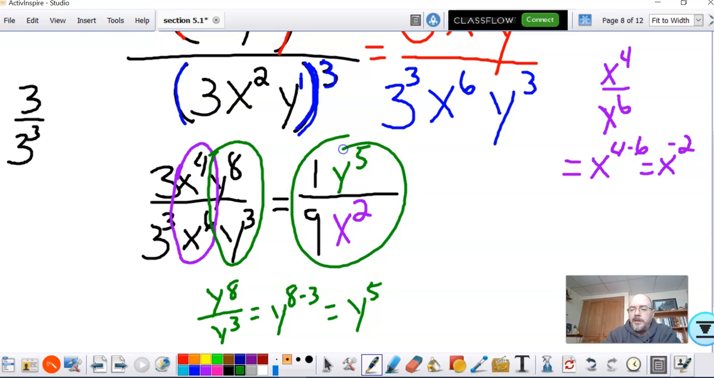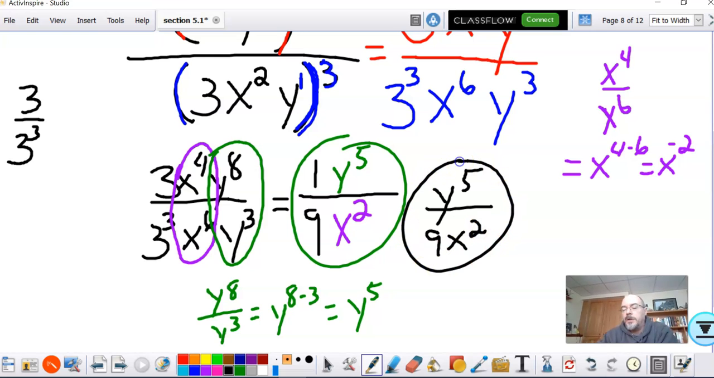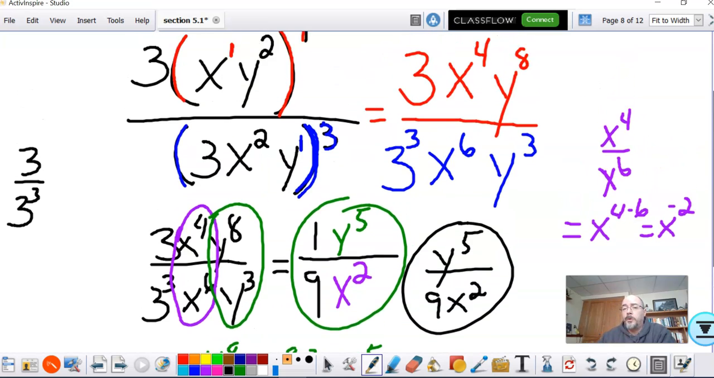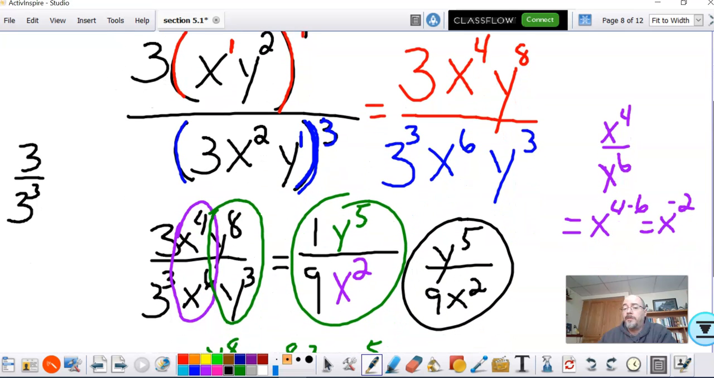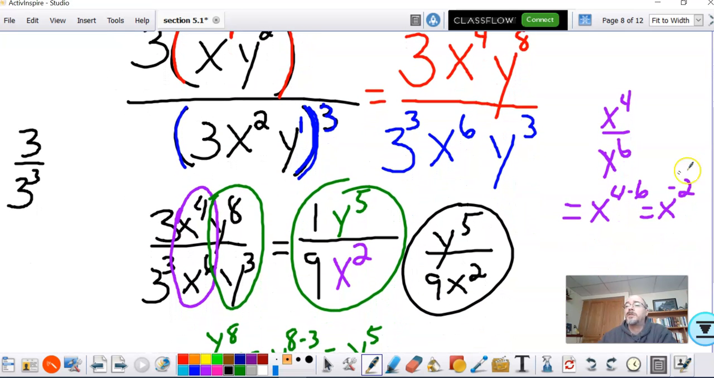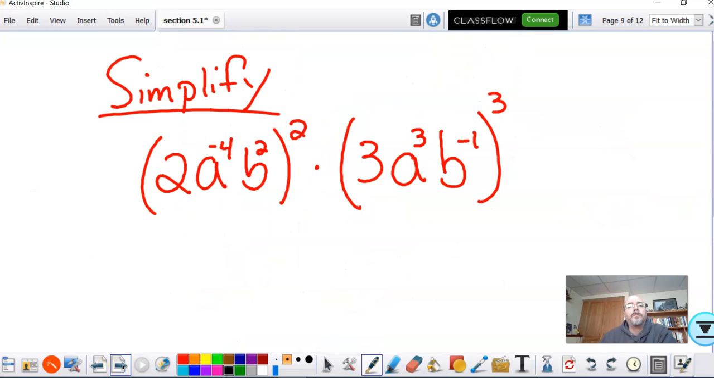All right, that's my answer, ladies and gentlemen. Now, I could leave the 1 off my answer. I could just write y to the 5th over 9x squared. That is also acceptable. Either one of those is fine, but that's my final answer. That's simplifying, and we're definitely going to practice more of this in class. All right, let me see if I have another one here. Yes, I do. Let's do another one.